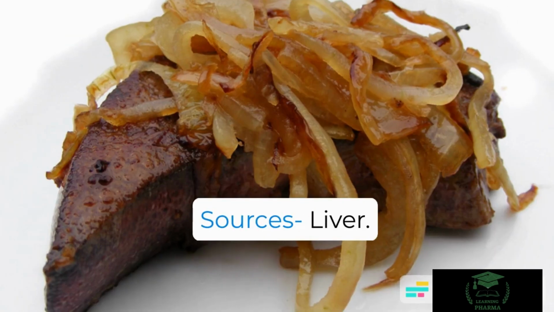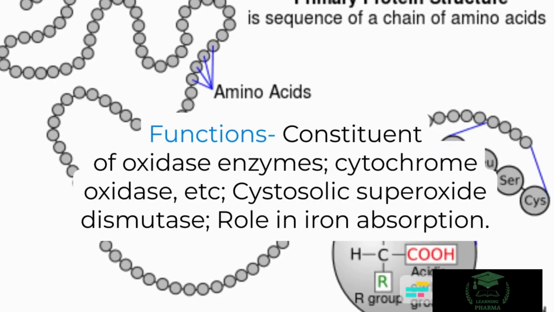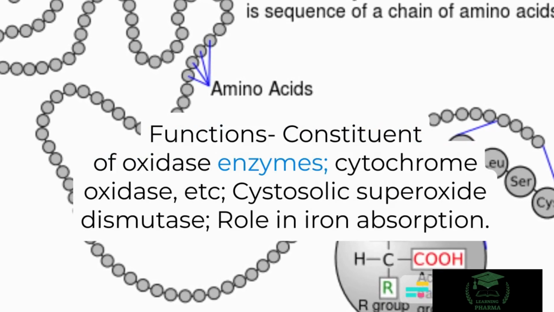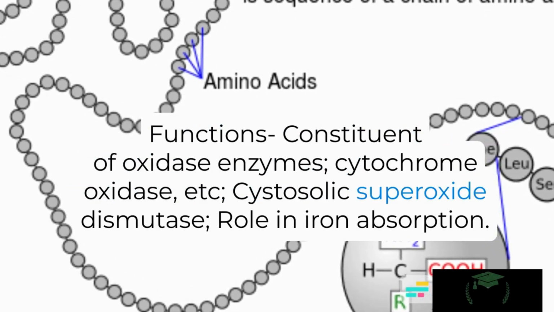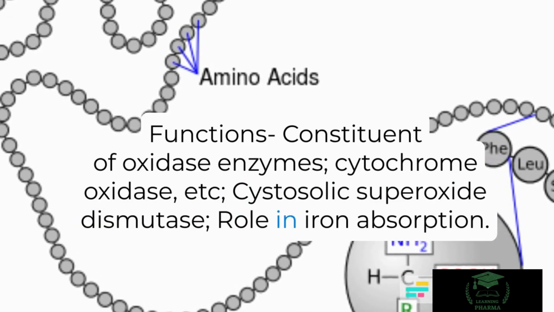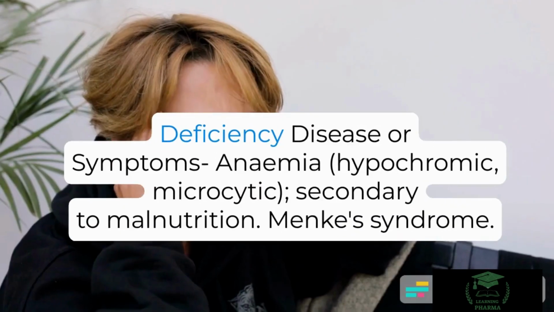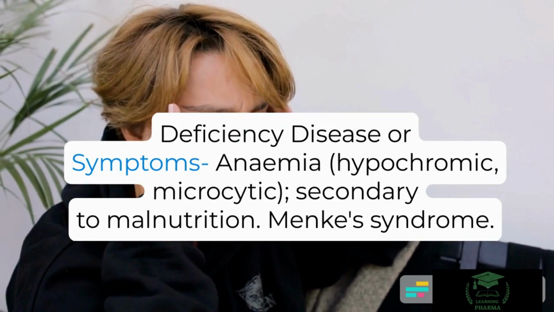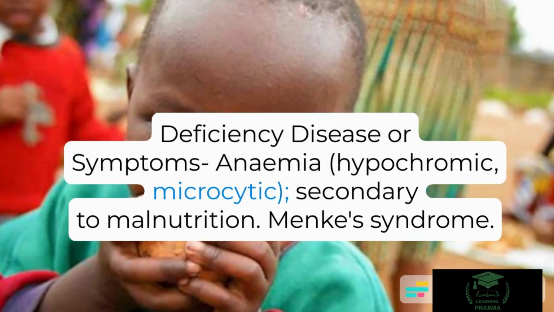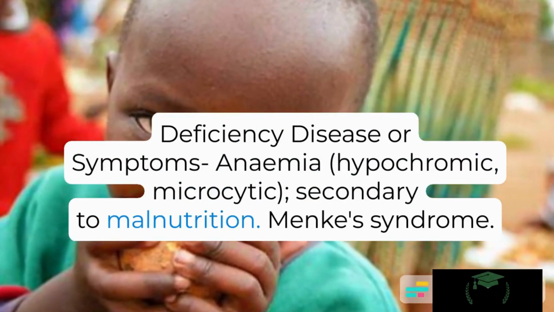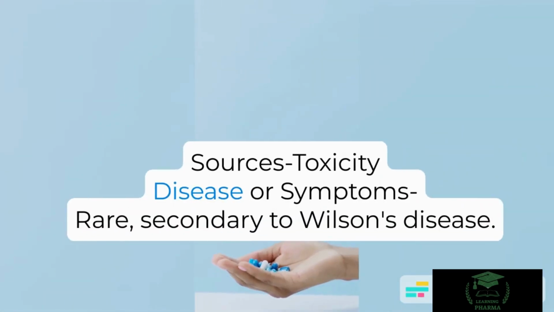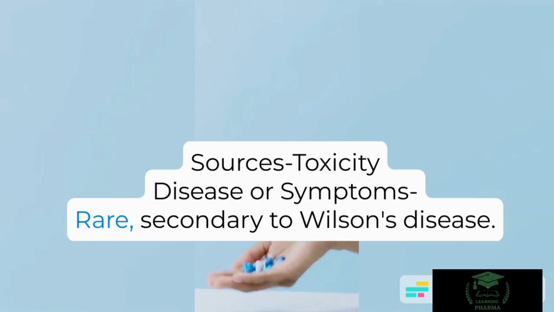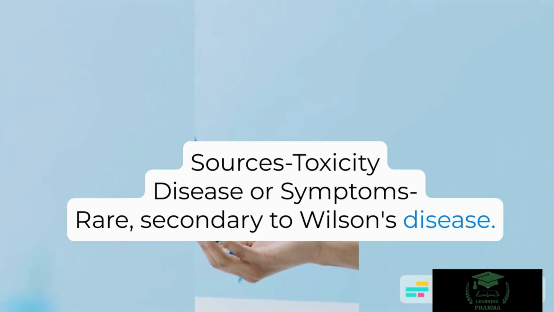Elements: copper. Sources: liver. Functions: constituent of oxidase enzymes, cytochrome oxidase, etc., cytosolic superoxide dismutase, role in iron absorption. Deficiency disease or symptoms: anemia, hypochromic, microcytic, secondary to malnutrition, Menkes syndrome. Toxicity disease or symptoms: rare, secondary to Wilson's disease.